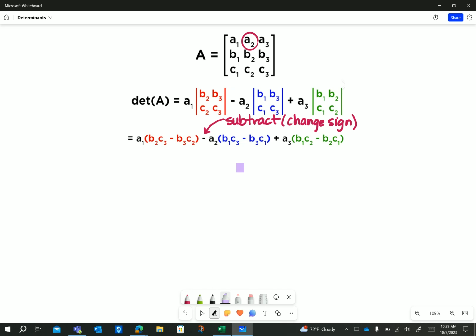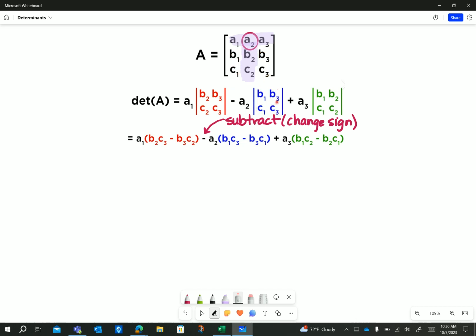What is the row that A2 shares? A2 is going to use the first row, and it's going to use the second column. So now you're blocking that out in purple. And so what are you left with? You're left with B1, B3, C1, and C3. So B1, B3, and so forth. You're left with these. That's where those came from.